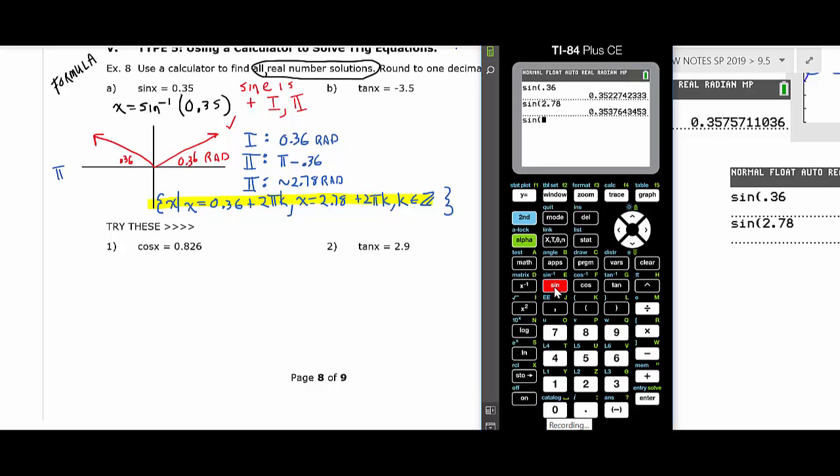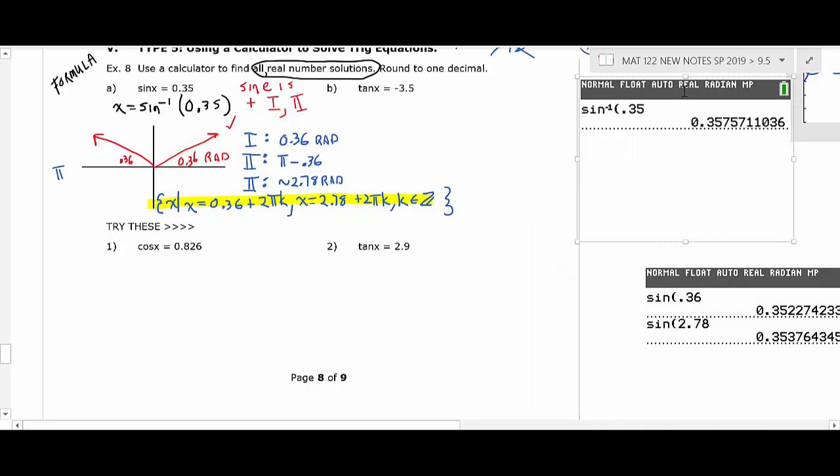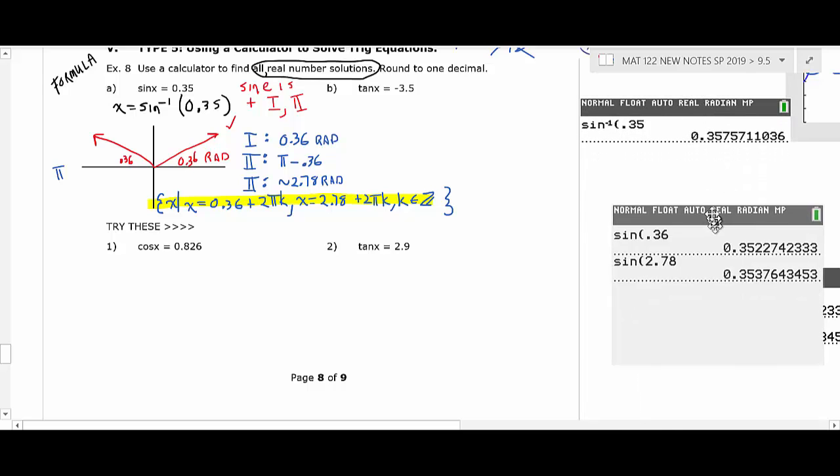You could even do this. You could do the sine of 0.36 plus 2 pi, and you would still get about 0.35. Or you could go the sine of 0.36 minus 2 pi and get about the same answer. So this formula is generating approximate answers. That's the idea. So that's what you would want to do on that, is just do the inverse sine of that trig function.